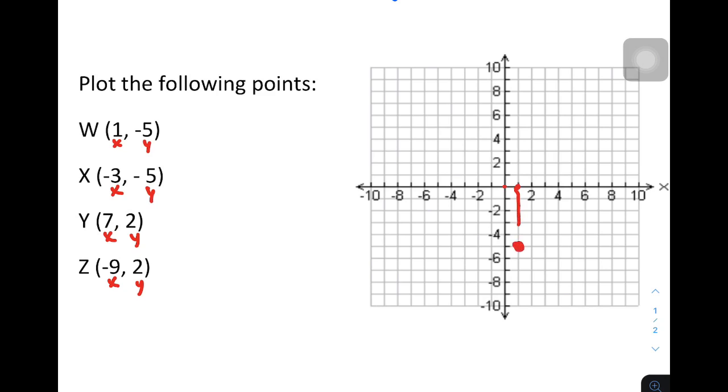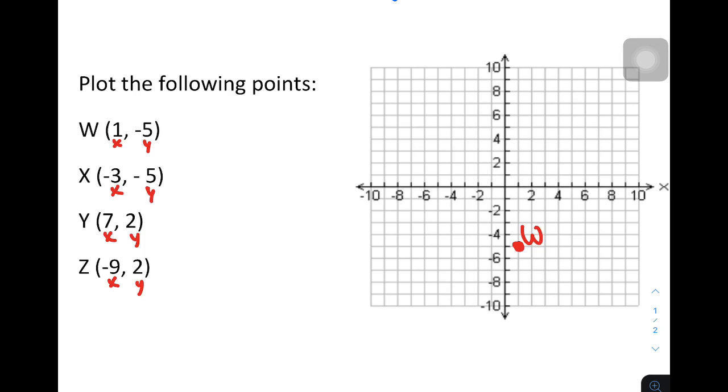So here would be my points. 1, comma, -5. I moved to the right 1 and then went down -5. And this point we'll call W. Alright, take a second here and see if you can figure out where X is going to be. Try to point to it.